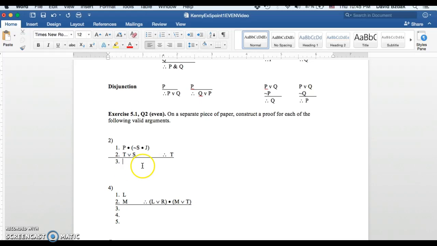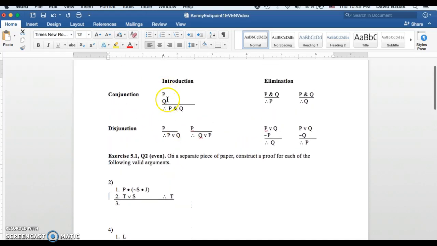Okay, so this is number 2, and what it says here, get rid of that extra line. So we've got, as our first premise, a conjunction, right? A sentence whose main operator is a conjunction. And our second premise is a disjunction. And the conclusion we want to get to is T by itself.